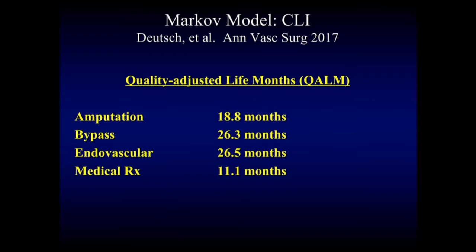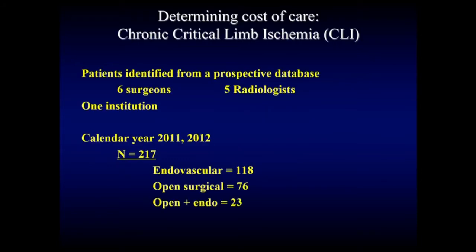what would that imaginary patient have in terms of quality-adjusted life months? What they found was that medical therapy was the worst, followed by amputation, but the bypass and endo, at least based on this model, were about the same. And that actually reflects some of the literature that was discussed in yesterday afternoon's session. So this should be more about targeting individual patients and what therapy is best than one better than another.